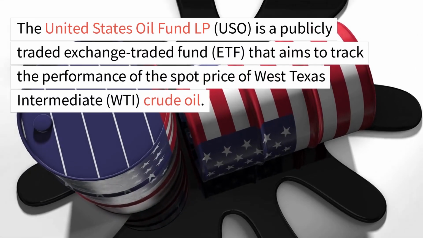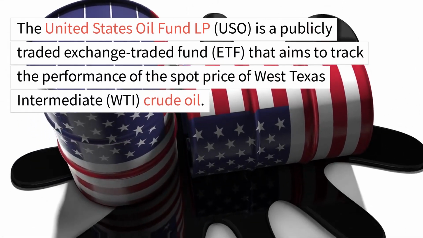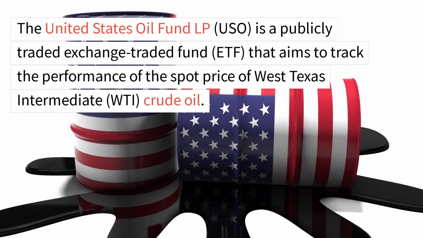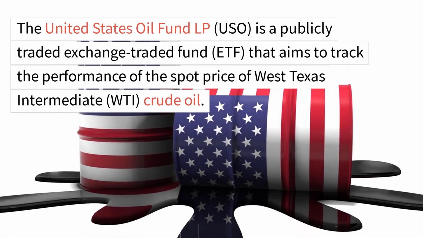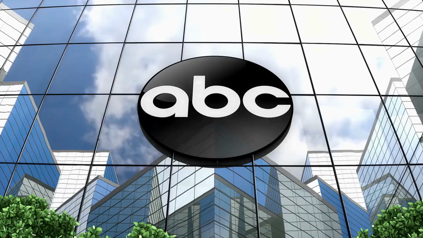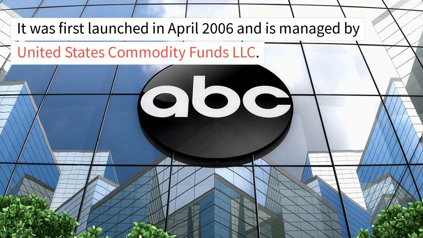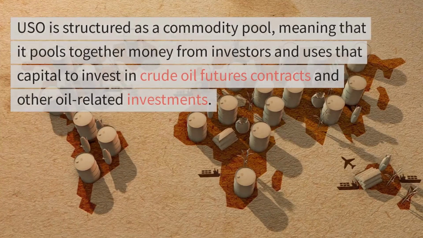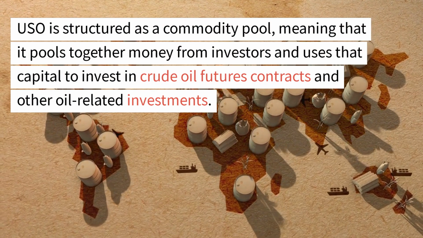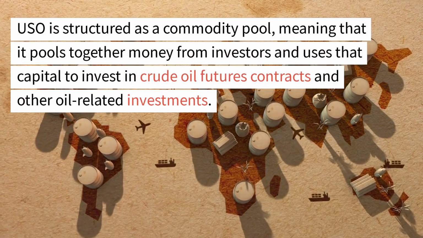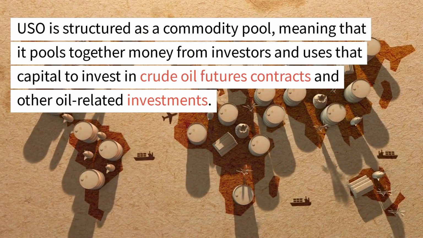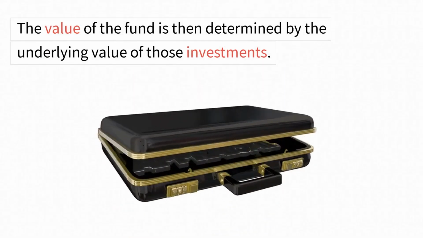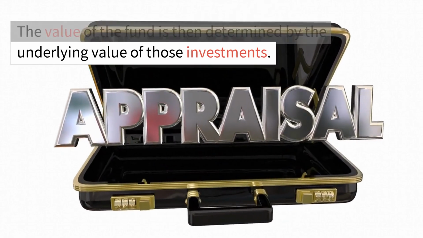The United States Oil Fund LP, USO, is a publicly traded exchange-traded fund, ETF, that aims to track the performance of the spot price of West Texas Intermediate (WTI) crude oil. It was first launched in April 2006 and is managed by United States Commodity Funds LLC. USO is structured as a commodity pool, meaning that it pools together money from investors and uses that capital to invest in crude oil futures contracts and other oil-related investments. The value of the fund is then determined by the underlying value of those investments.